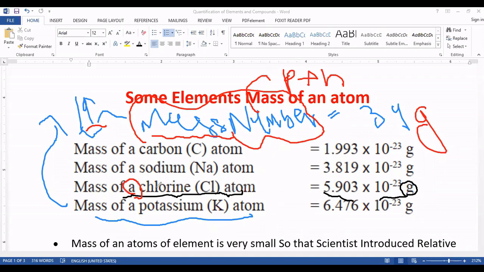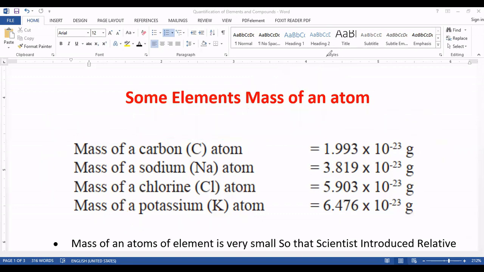Mass of a chlorine atom. Look, mass of a potassium atom: one potassium atom is equal to 6.476 into 10 to the power minus 23 gram. Do you think it's very, very small? Can you respond to me? Do you think it's very small? Yes, sir. It's very small. Very, very small.